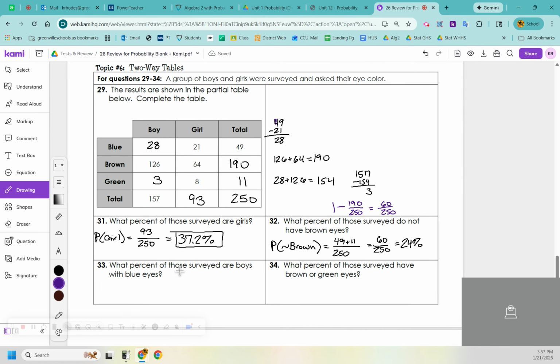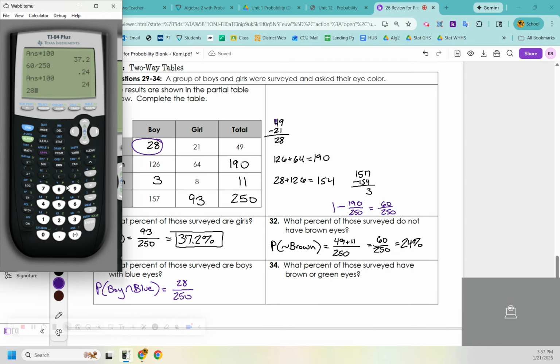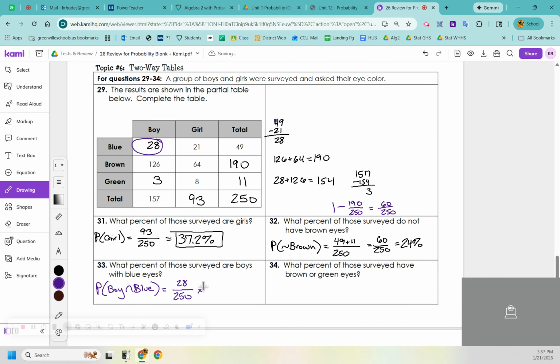What percent of the surveyed are boys with brown eyes? So probability that it's a boy and they have brown eyes. Oh, that's blue. Blue eyes. So out of the 250, boy with blue eyes is 28. 28 out of 250 times 100, 11.2. So to make it into a percent, all I'm doing is timesing your fraction by 100.